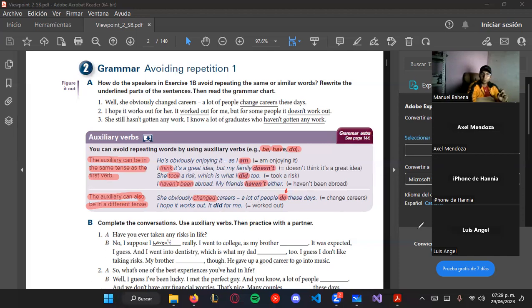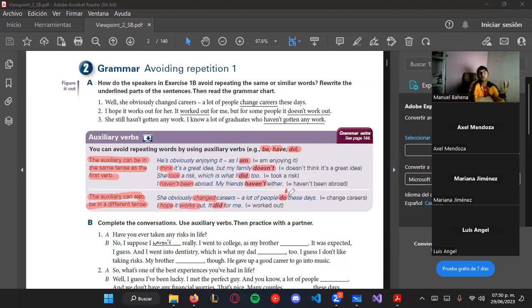And number 2, now, Mariana. I hope it works out. It did for me. What's the first verb? It works. Works. There's another one before it. Hope. Yes, I hope. Yo espero. I hope it works out. It did for me. But yeah, also works out. It did for me. Works out. It's a phrasal verb. It is a phrasal verb indeed.